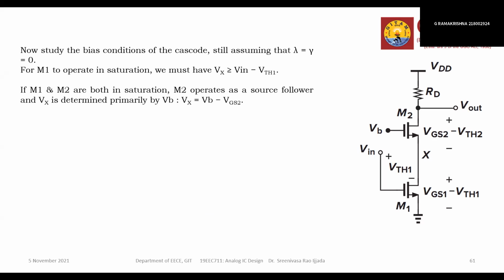Sir, you tell this statement. So if M1 and M2 both are in saturation, M2 operates as a source follower, what does it mean?